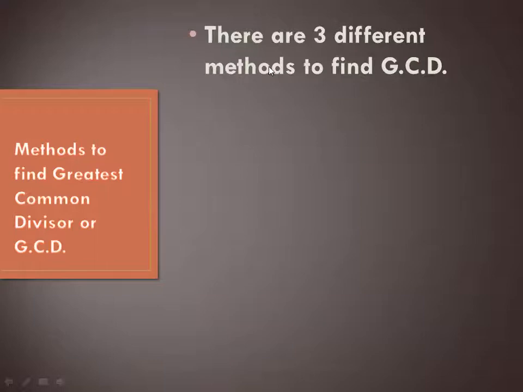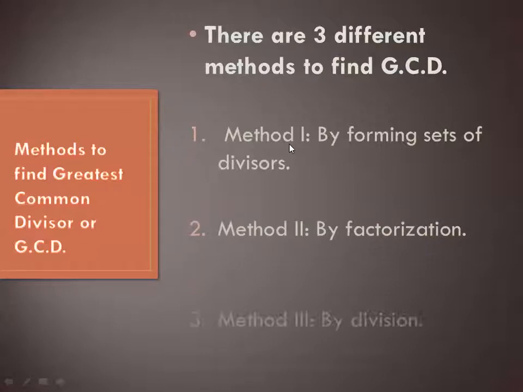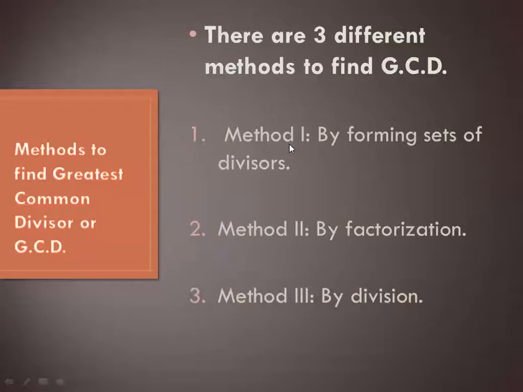So what are these methods? Method number 1 is by forming sets of divisors. In method number 1, you will form the sets of divisors of the given numbers and then find the GCD. Similarly, the second method is by factorization, and the third method is by division. So there are 3 methods to find GCD: method 1 by forming sets of divisors, method 2 by factorization, and method 3 by division.